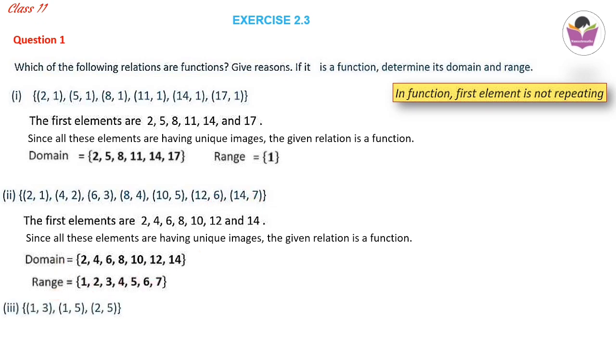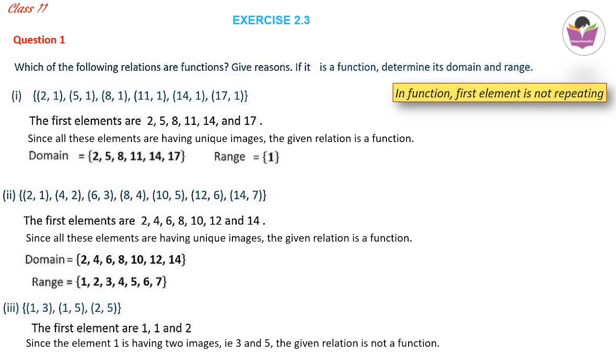Next is the third relation, the set of (1, 3), (1, 5) and (2, 5). Here the first elements are 1, 1 and 2. You can see here 1 is repeating two times, meaning 1 has two images. 1 is related to 3, and the same 1 is also related to 5. That means the element 1 has two images, 3 and 5. That means the given relation is not a function.